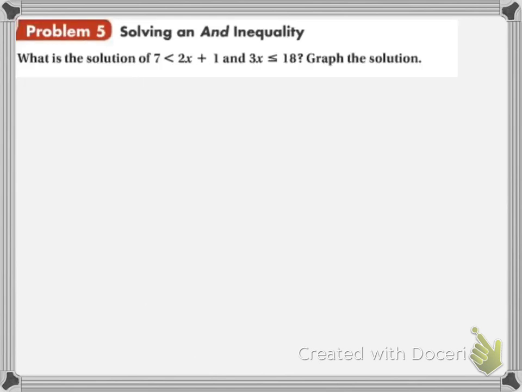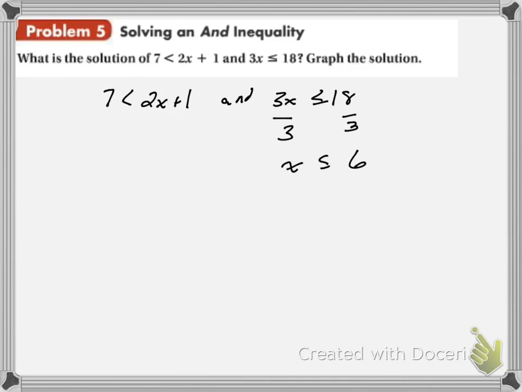What was the solution of 7 less than 2x plus 1 and 3x less than or equal to 18? So we're going to solve these separately. 7 is less than 2x plus 1 and 3x less than or equal to 18. So treat them as two separate equations. This one's easy. Divide by 3. X is less than or equal to 6. This one's also not bad. Subtract 1. 6 less than 2x. Divide by 2. You get 3 is less than 2x. I'm sorry, less than x.